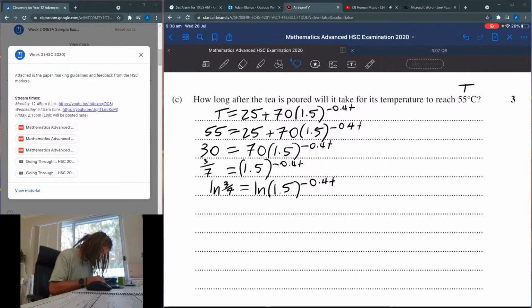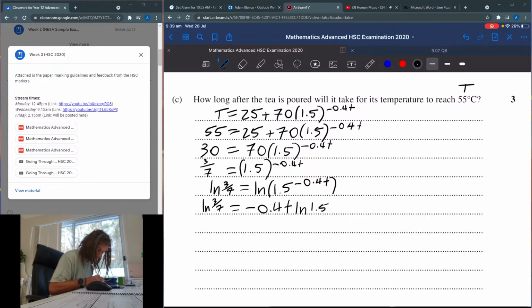Oh, I messed that up. That bracket's there. So I took the log of both sides, which takes everything. Okay, so now I can move this because it's a power, out the front. So ln 3 on 7 equals negative 0.4 T ln 1.5.